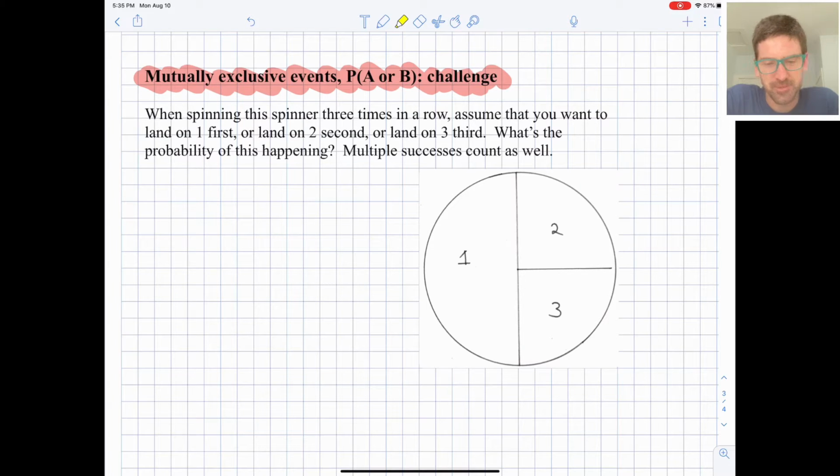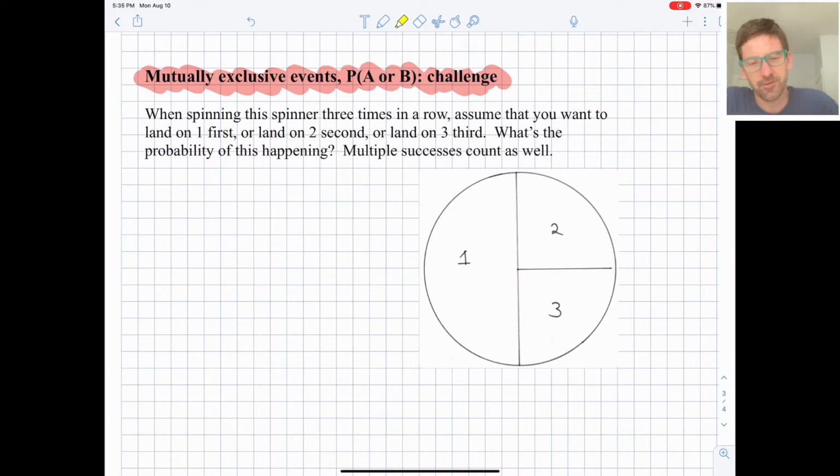So now we're spinning the spinner that you might have seen in an earlier video. We're spinning it 3 times in a row. And let's assume that you want to land on 1 first, or land on 2 second, or land on the number 3 third in that sequence of 3 spins. What's the probability of this happening?